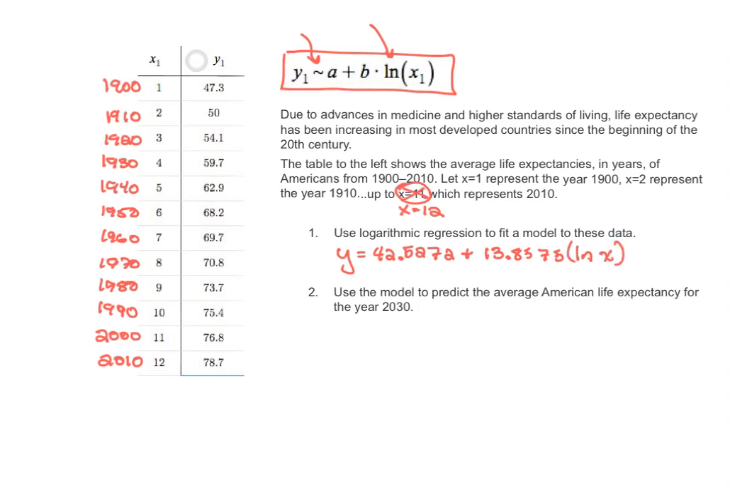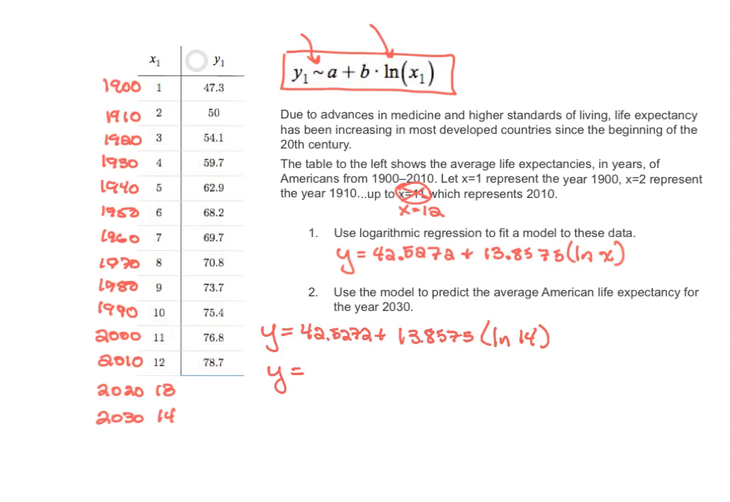So there's my equation. And now I'm going to use that model to predict the American life expectancy for the year 2030. So the year 2030 is going to be 2020 is 13, and 2030 would be 14. So I'm going to plug 14 into that equation. In your calculator, you're going to want to do the natural log of 14. So natural log is a button right below your log. Natural log of 14 is 2.6390.